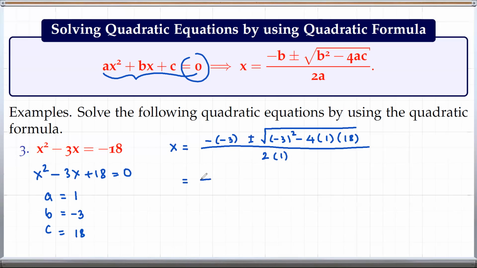So let's try to simplify this as far as we can. So we get 3 over here, plus or minus square root of, so let's simplify whatever we have under the square root. So we have negative 3 squared, which is 9, minus 4 times 18. That gives us negative 63. Divided by 2.